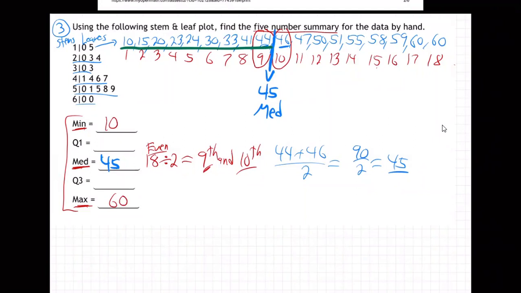And let's do the top half also. This is the top half, and this is the bottom. So we have the top half and the bottom half of the data. That's what they're talking about.